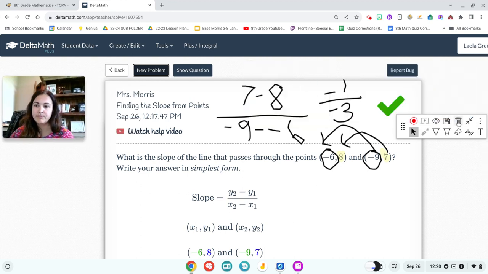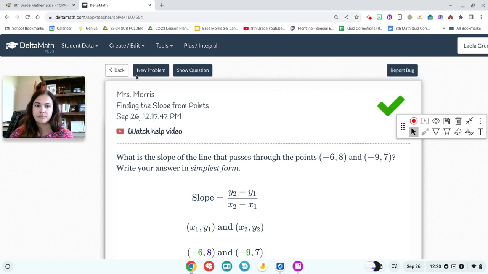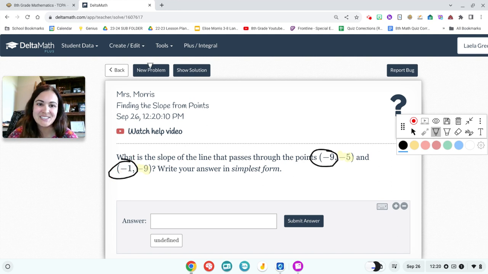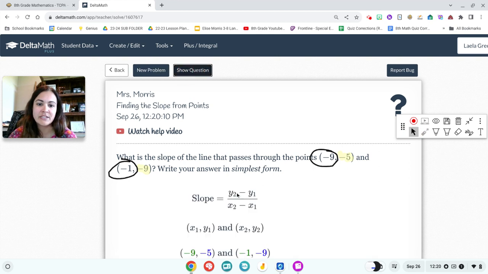Want one more? Okay. I need to do the change in y's to represent the rise. And then I'll do the change in x's. I'm just circling them so that my brain can make sure to do the right ones. Okay, so if you want the formula, here it is. We subtract the y's, we subtract the x's, then divide.